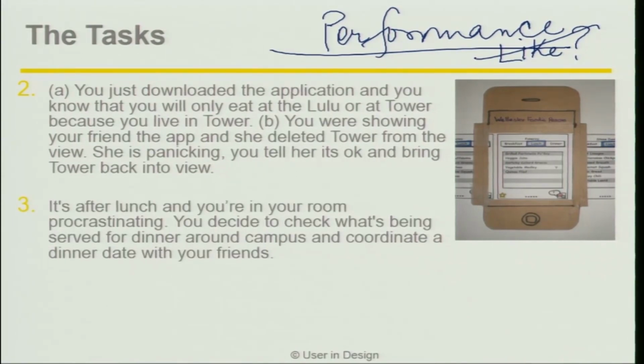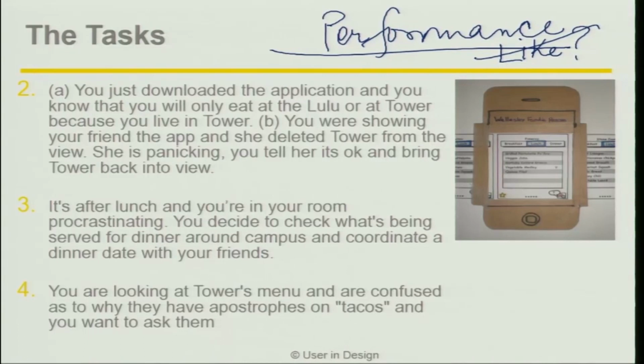Third task. It's now after lunch and you're in your room procrastinating. You decide to check what's being served for dinner around campus and coordinate a dinner date with your friends. So you want to know what's being served for dinner around campus. Probably there are two or three different locations, and you want to know what's being served at each of them. You also want to coordinate with your friends and say, hey, let's all eat together at this so-and-so place because this menu sounds good. That was your third task.